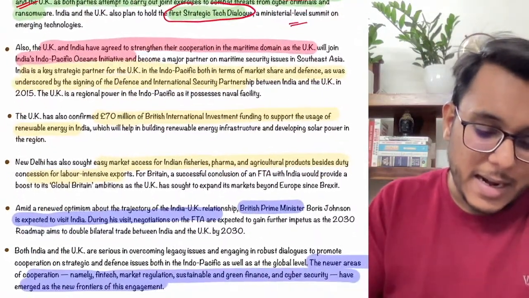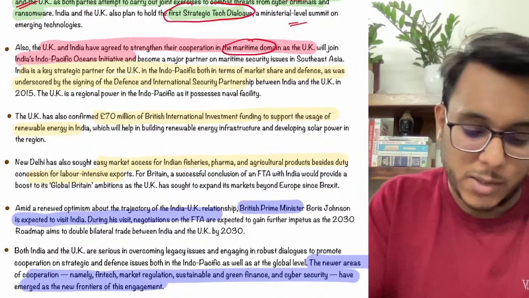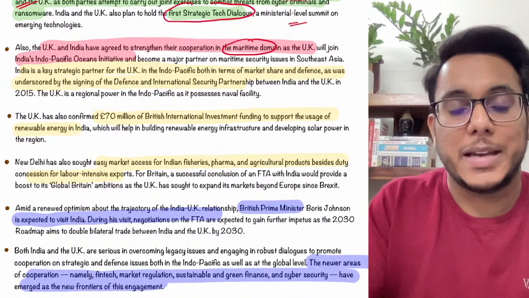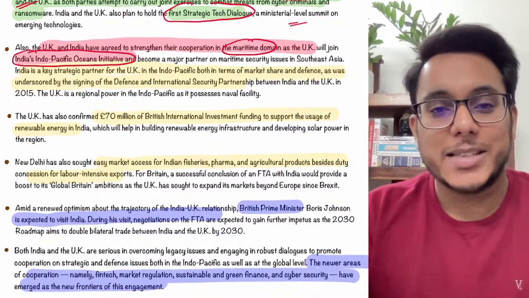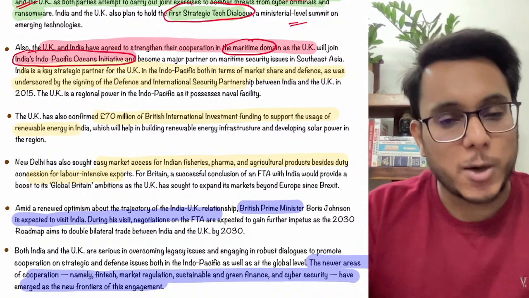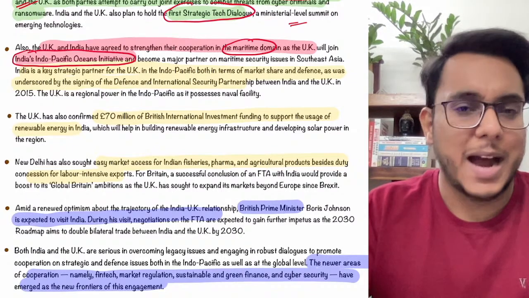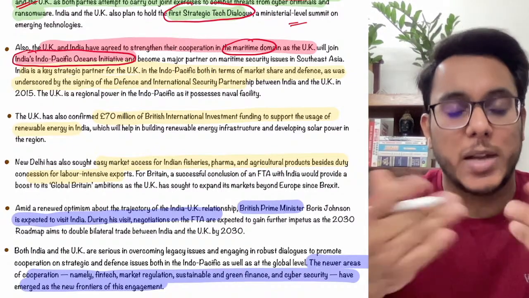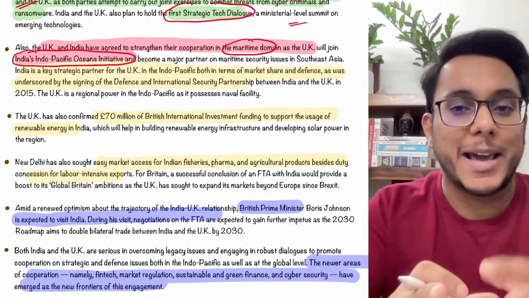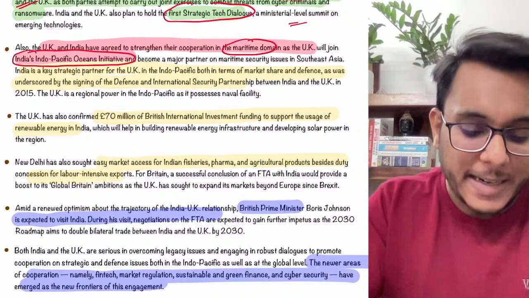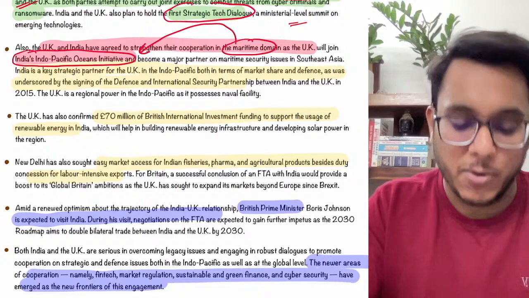Then India and UK have agreed to strengthen their cooperation on the maritime domain as well. In the maritime domain, the UK is going to join India's Indo-Pacific Ocean Initiative. Now guys, the Indo-Pacific Ocean Initiative is an open platform developed by India where countries can join and talk about how sustainability can be ensured in the Indian Ocean, and how the region can be made free of piracy and all such things. So in the maritime domain, the UK is going to join this initiative. That is a very good thing.